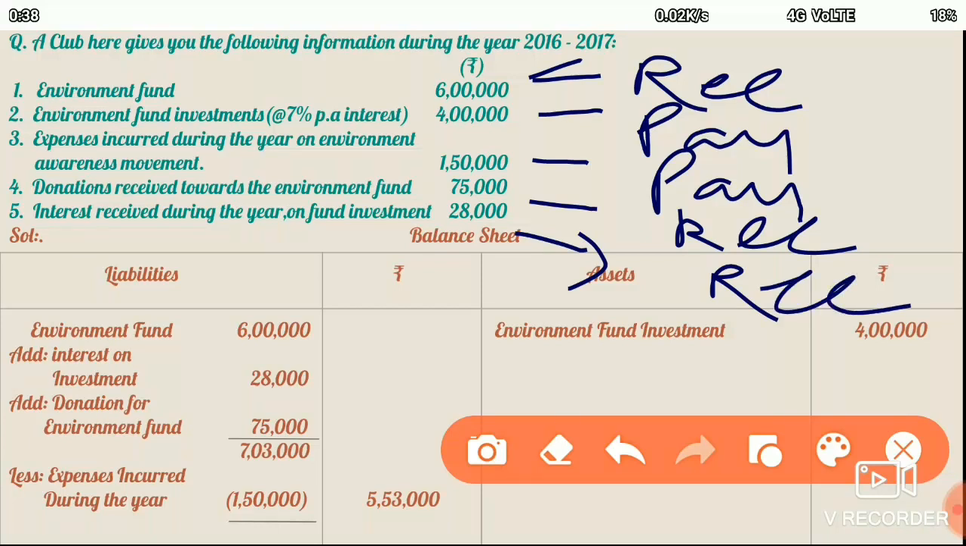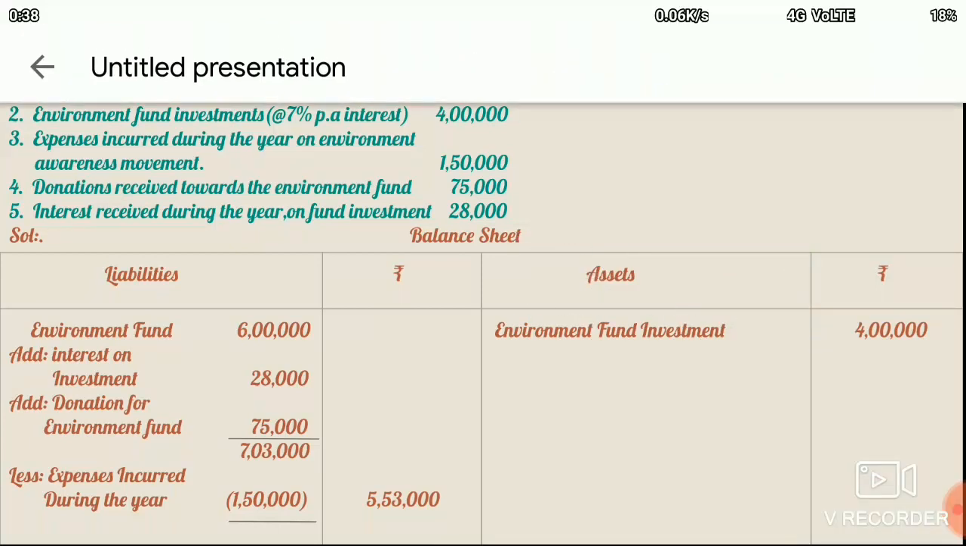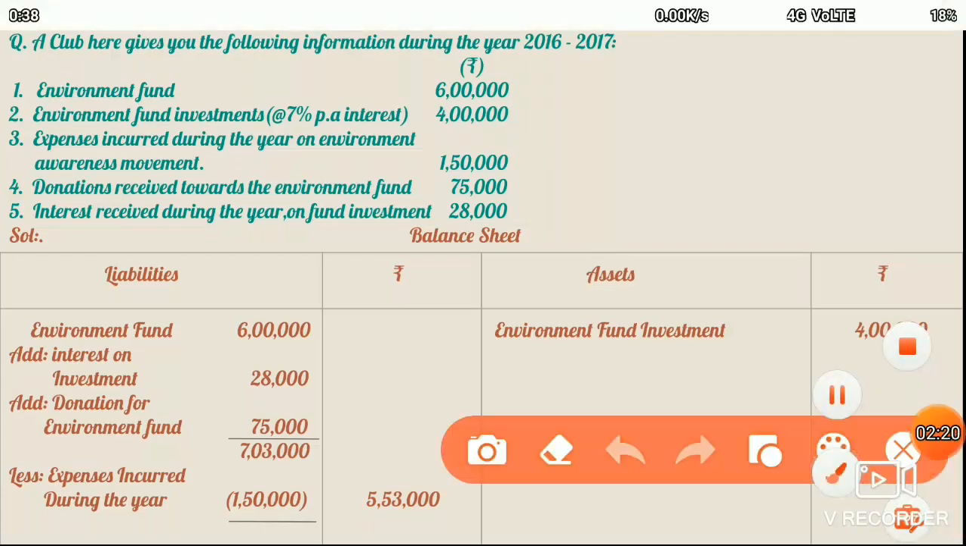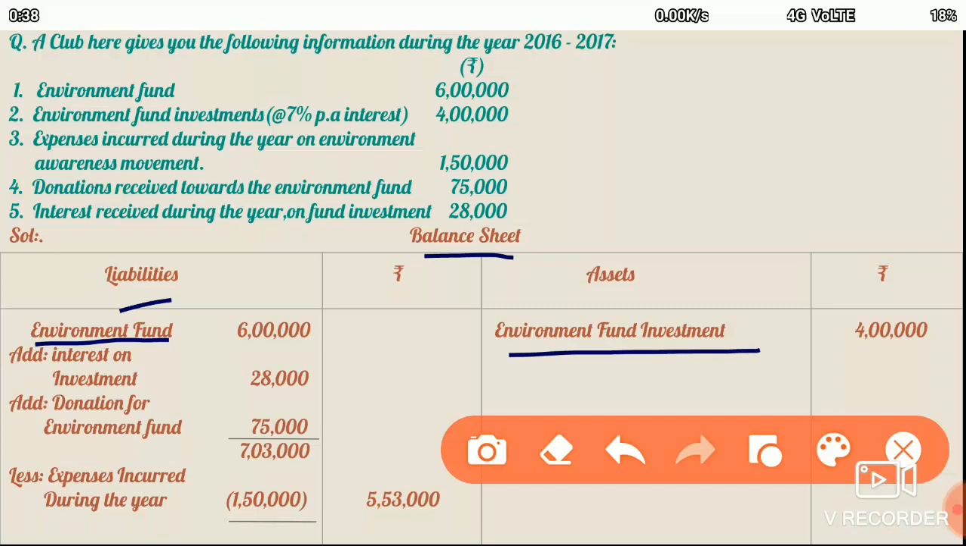Now, when we show this information in our income and expenditure account or the balance sheet for the year, we will show it in this way. The environment fund will be shown towards the liability side of the balance sheet at the year end, and the environment investment will be shown towards the asset side of the balance sheet.